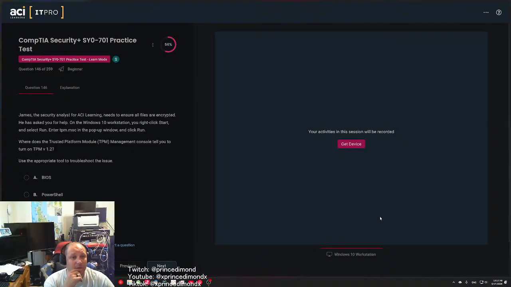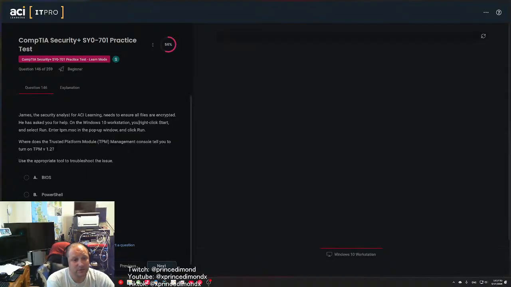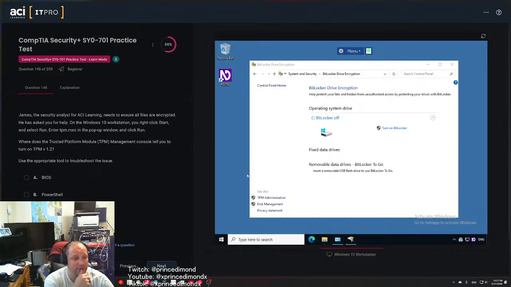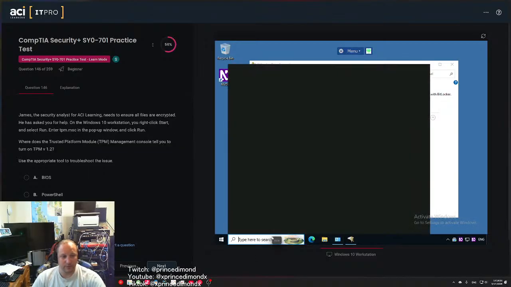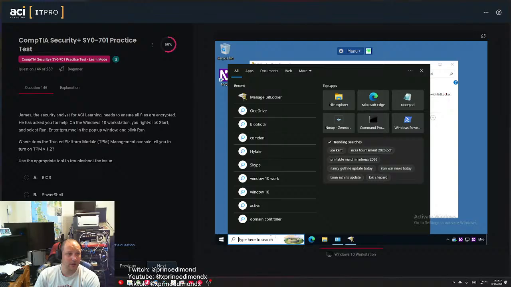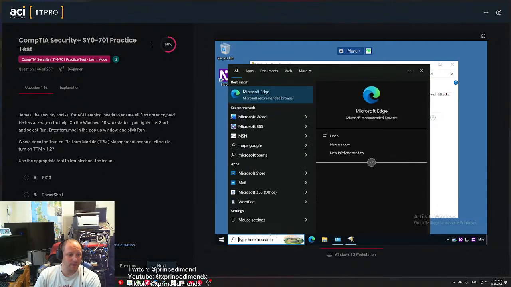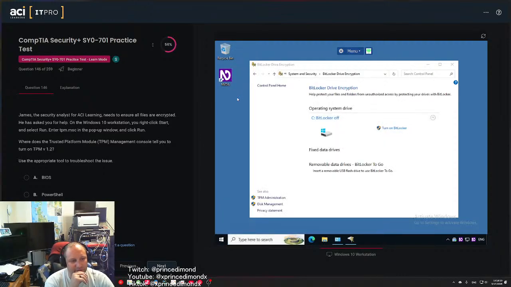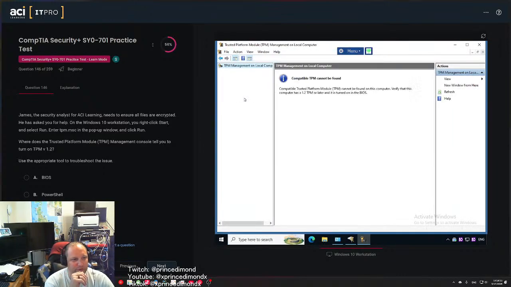Okay. Oh, let's get our VM here. James, a security analyst for ACI, wants to ensure that all files are encrypted. He's asked for help on a Windows workstation. Start, select run, tpm.msc. You can do it in the start run dialog. You can type it in this. There's so many different ways to do this.